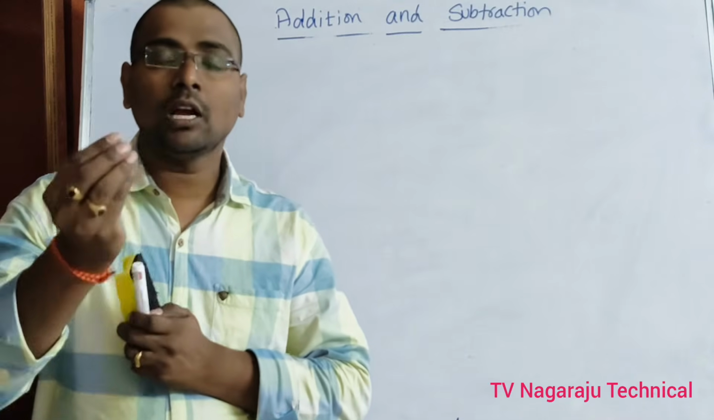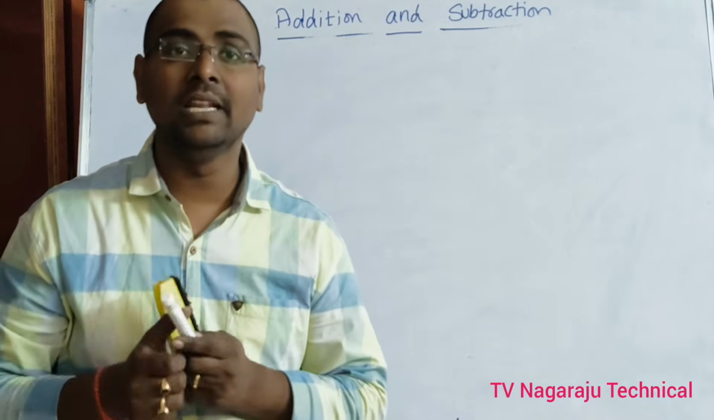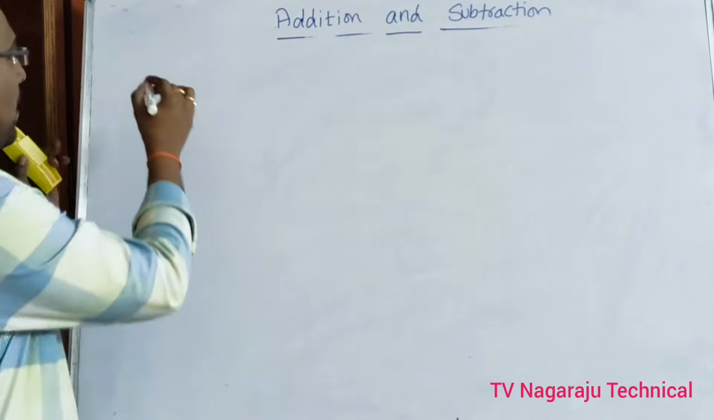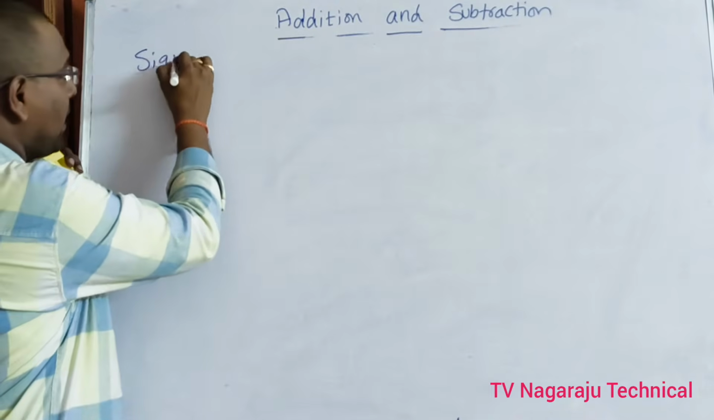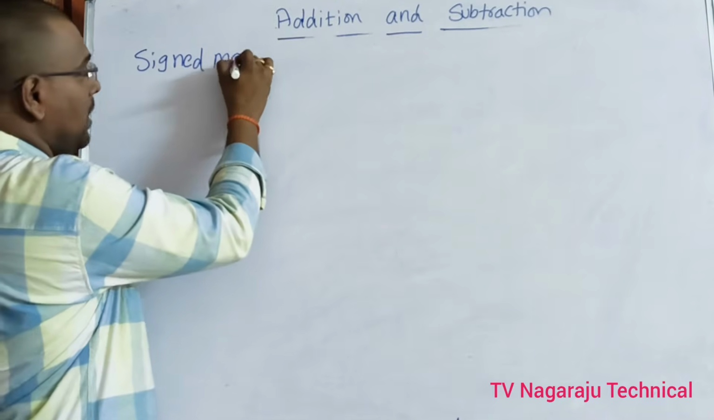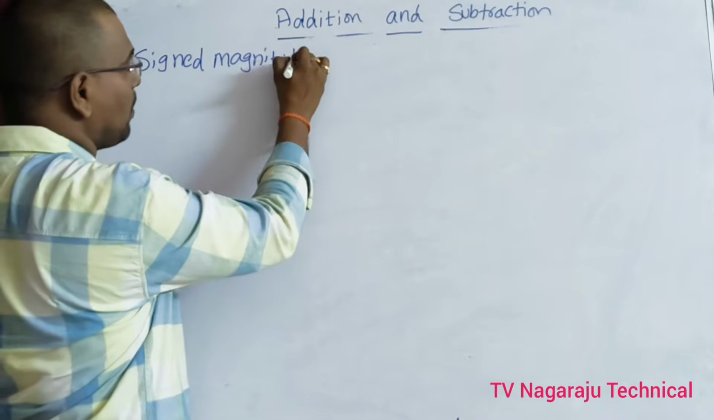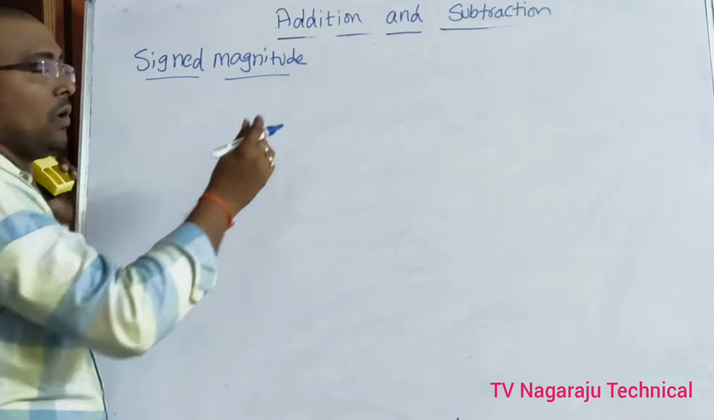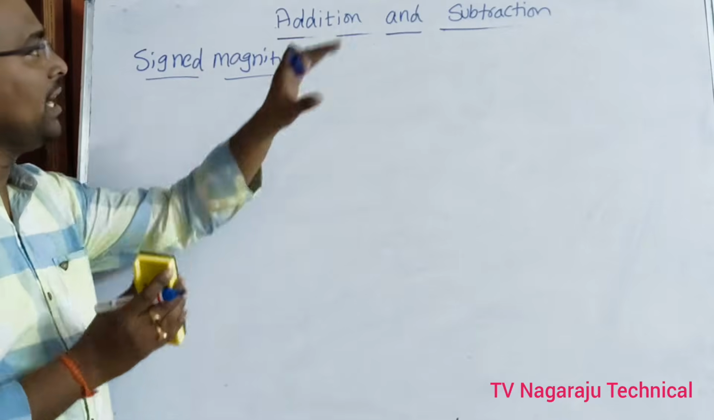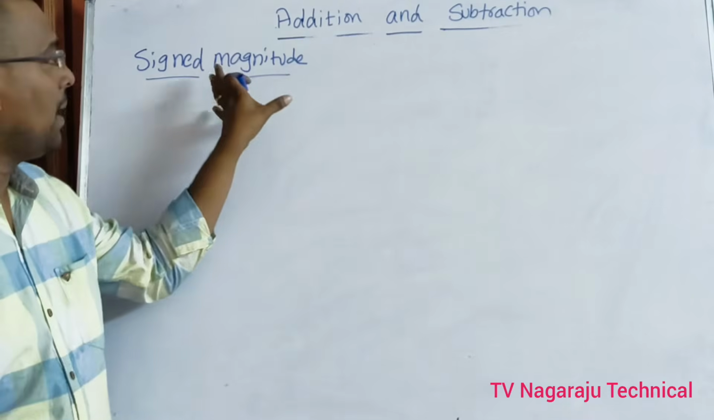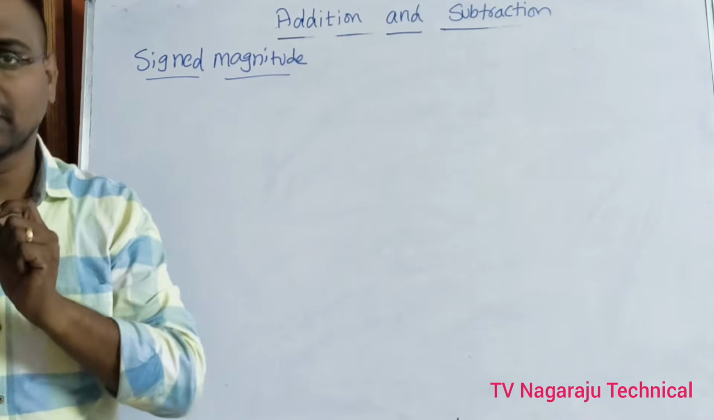We already know the computer represents numbers in three ways. One is signed magnitude representation, another one is ones complement, and the next one is twos complement. Now, first we will see how we perform addition and subtraction operations using signed magnitude representation.